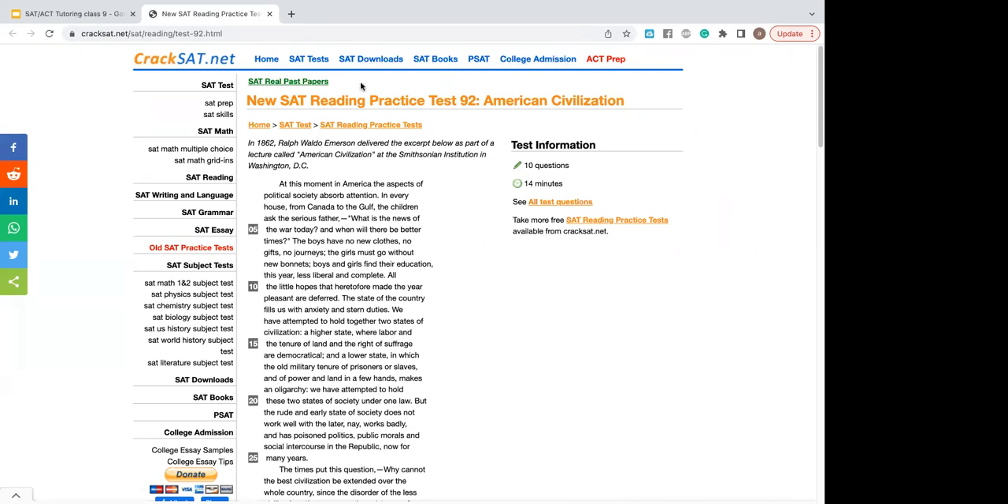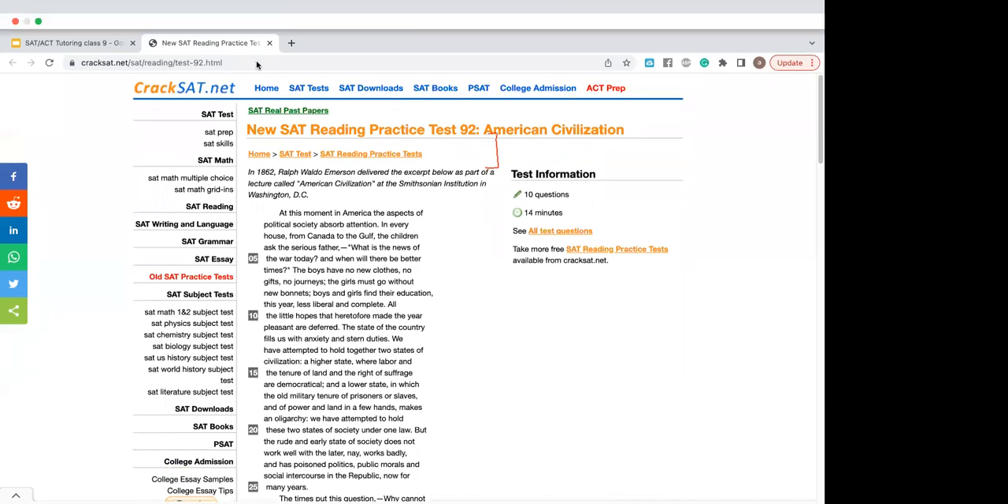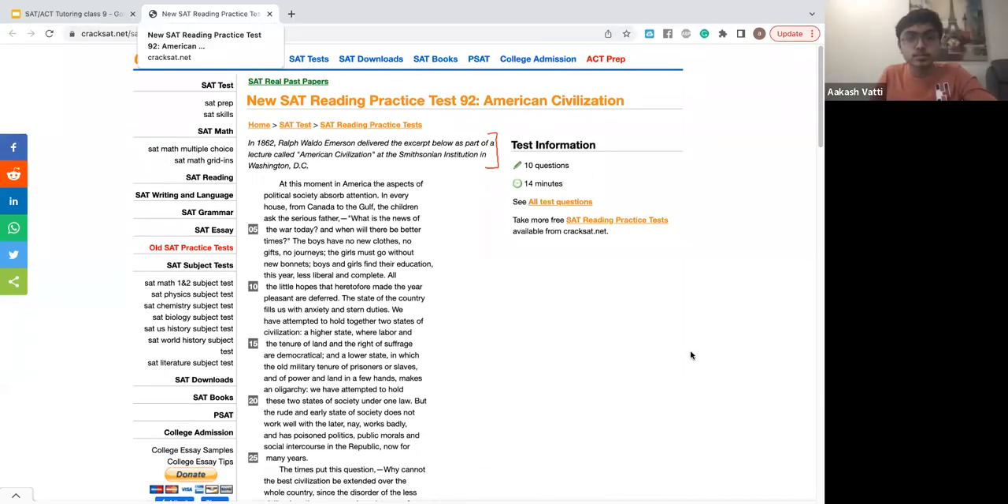All right. So first thing we do, we look at the details of the excerpt itself. In 1862, Ralph Waldo Emerson delivered the excerpt below as part of a lecture called American Civilization at the Smithsonian Institution at Washington, D.C. So first thing we can say, 1862, so that's a while ago. It's at a Smithsonian institution, so the people who were at it are usually going to be a bit more knowledgeable of what he's talking about.